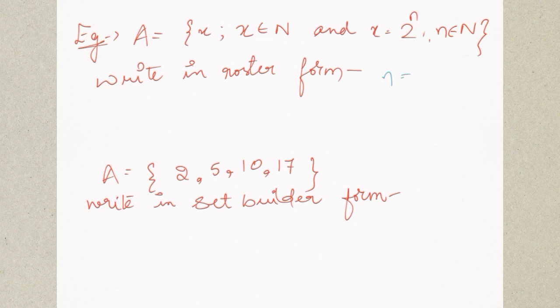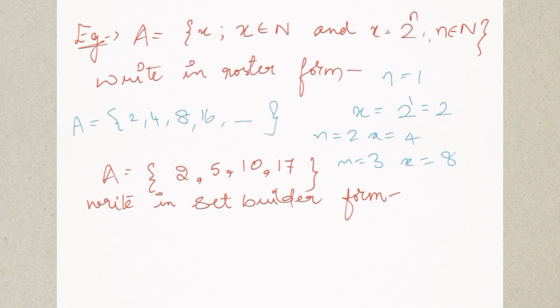So if n is 1, x is equal to 2 power 1, which is 2. If n is 2, x is equal to 2 squared, 4. If n is 3, x is equal to 2 cubed, 8. So the list will continue like this. So what are the elements of A actually? They are 2, 4, 8, 16, and so on, right? So this is how you need to solve this particular type of question. Like you can convert them into roster form.